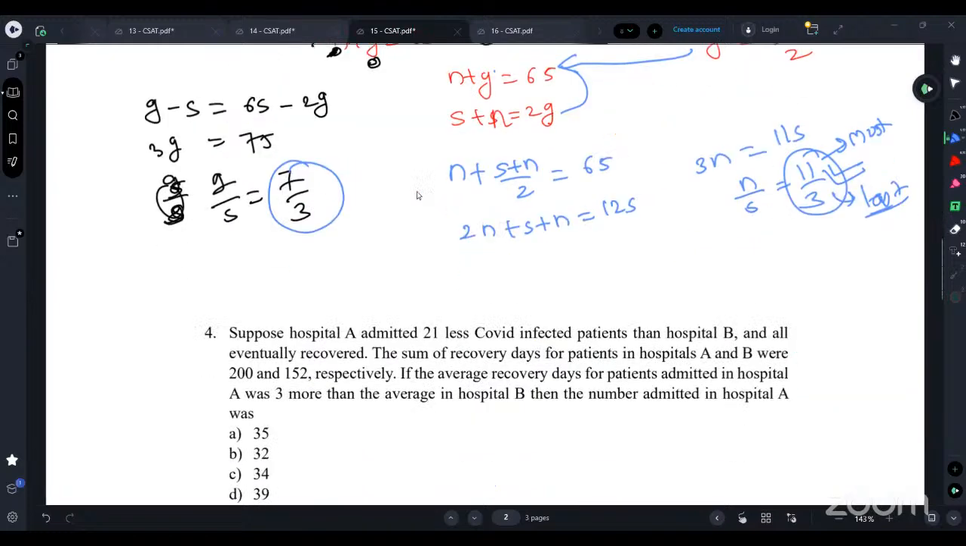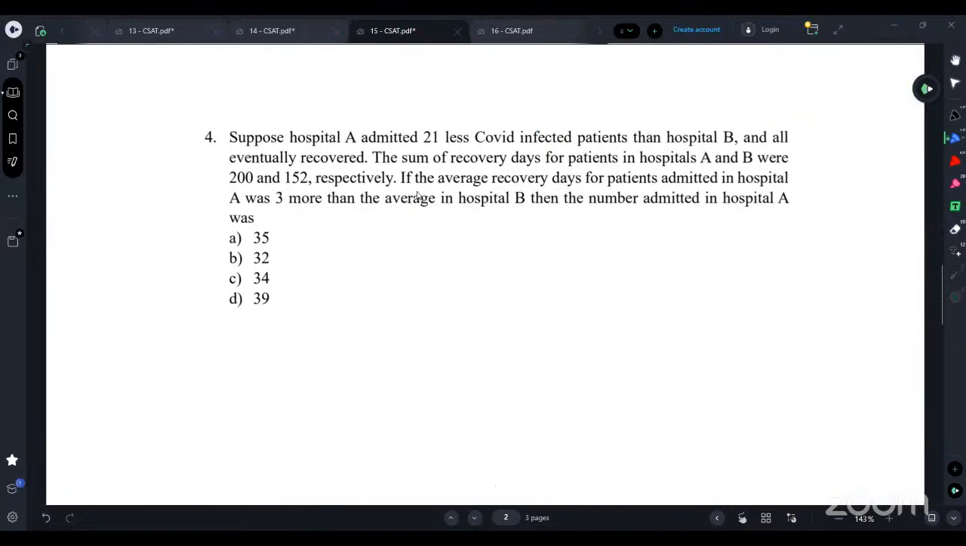Okay. Now see, fourth question, guys. The fourth question says, suppose hospital A admitted 21 fewer COVID infected patients than hospital B. If hospital A has x patients, how many will hospital B have? It will be x plus 21, because hospital A admitted 21 fewer patients than hospital B. So B has 21 patients more, and all eventually recovered.